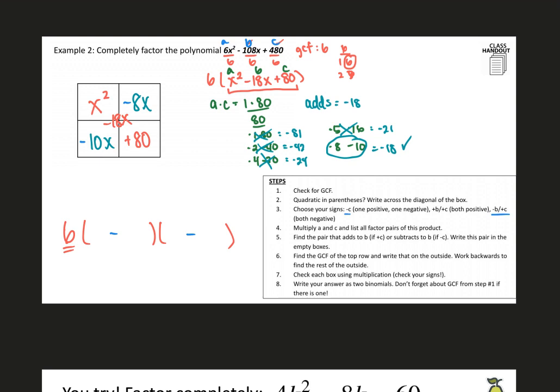Okay, so now that we have our box completely filled out, we need to figure out what goes on the outside. So we're going to find the GCF of the top row. So x and 8x, my GCF is just going to be x. So this has to be x. This would have to be negative 8 to make negative 8x, and this would have to be negative 10 to make negative 10x, and check that negative 8 times negative 10 does give me 80. So checking all my boxes, x times x is x squared, negative 8 times x is negative 8x, x times negative 10 is negative 10x, and our two x terms add to negative 18. So now I have my answer, x minus 8 and x minus 10.